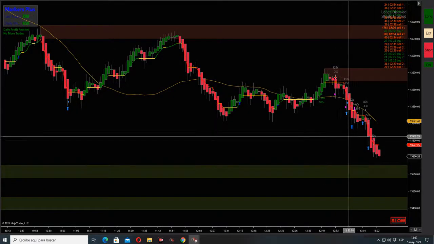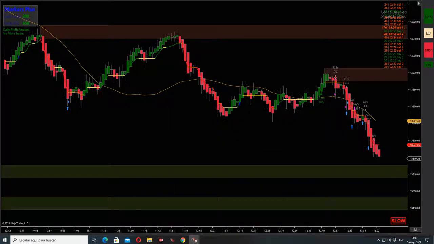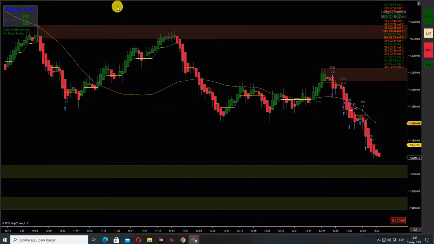As people ask, we're using the Market Plus system. If you own the Market Plus, I can provide the template. Else, you can trade it manually, or you can go to the indicator store and purchase the indicator that they sell.